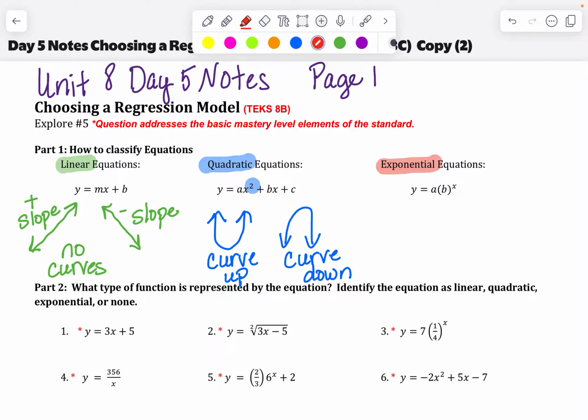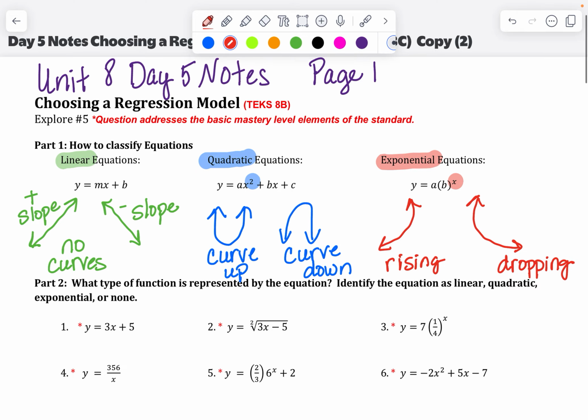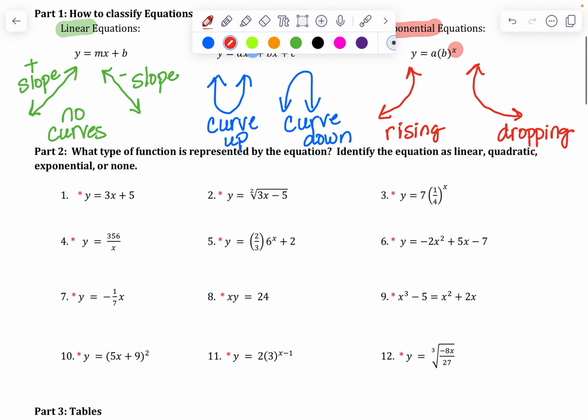The next one, if you look at it, your exponent is an x, so that is exponential. The next one, yes, you have a plain x, but it's in the denominator, so this is none. It's not any of those three. The next one, if you look, your exponent is an x, so it's exponential. If you look at the next one, there's a 2 that's your exponent, so that makes it a quadratic.